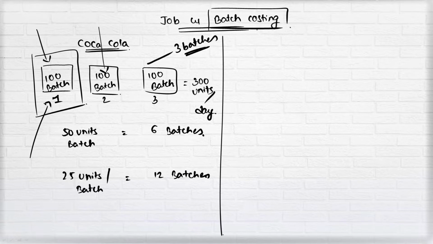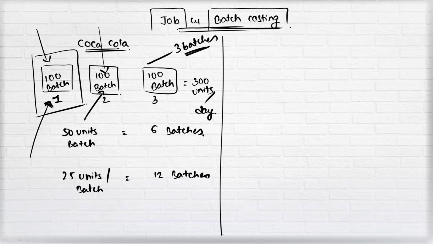Say this batch is worked in the day and this batch is worked at night. The night wages might be higher, day wages might be lower. Then it is possible that per unit of Coca-Cola manufactured in batch 1 will have a lower per unit cost as compared to batch number 2. But you are doing costing per batch. You are not doing costing per month. You are not doing costing per anything else, but per batch.